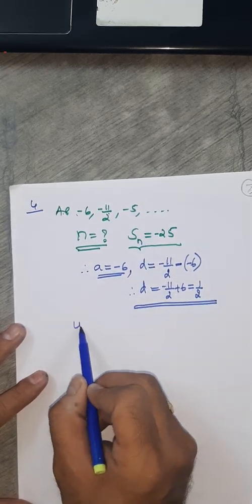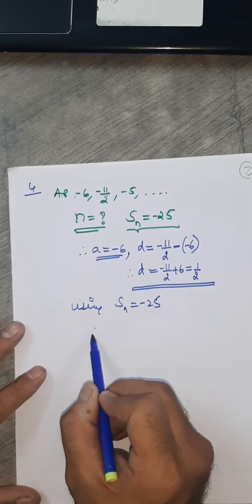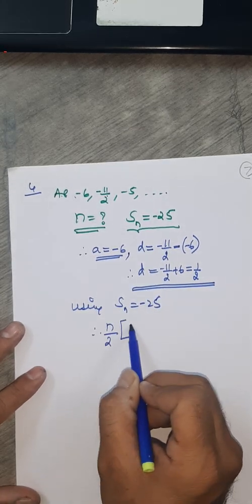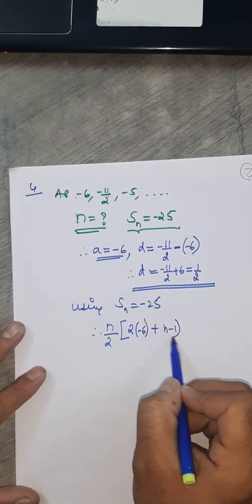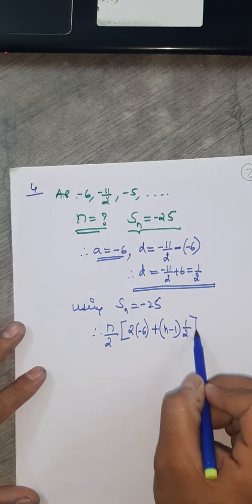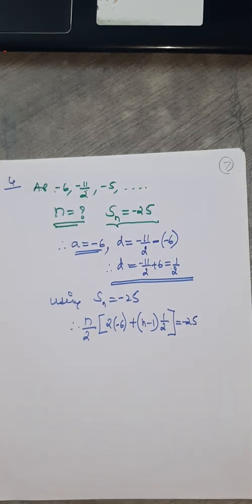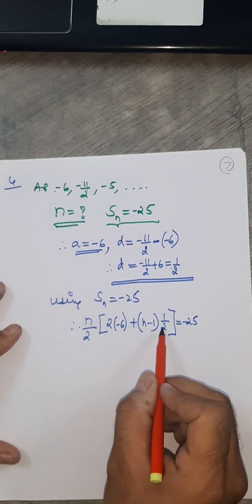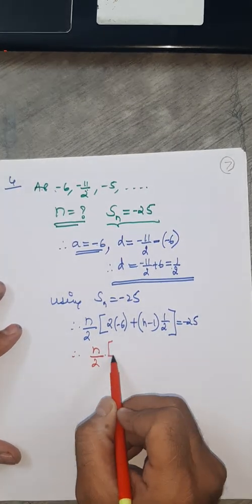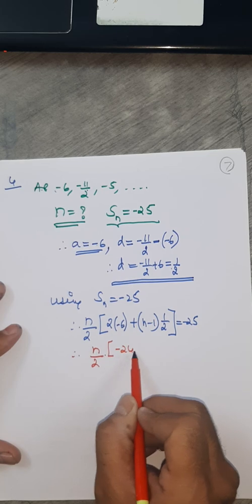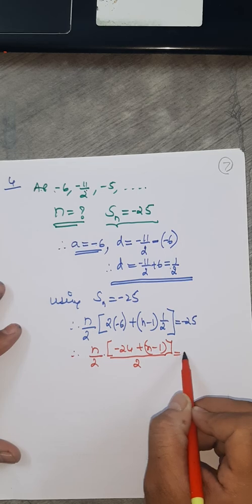So we use this now. Using this formula, Sn equals minus 25. What is Sn? n by 2, 2A. What is A? Minus 6. Plus n minus 1 into D. What is D? Half. Equals here minus 25. Now we just need to simplify, so we'll get the n. I'll take 2 as the LCM here. So this is n by 2, minus 12 into 2, minus 24, plus n minus 1 by 2 equals minus 25.